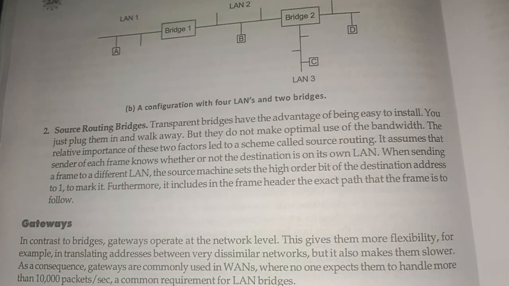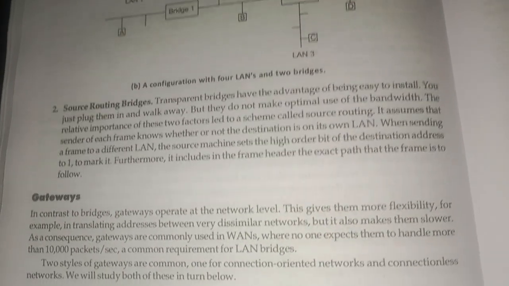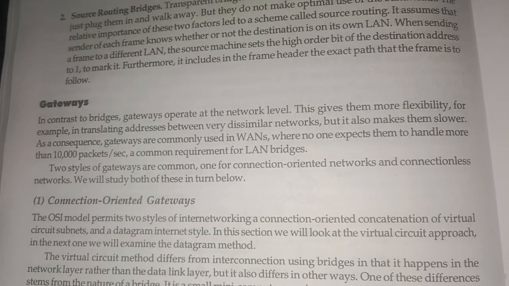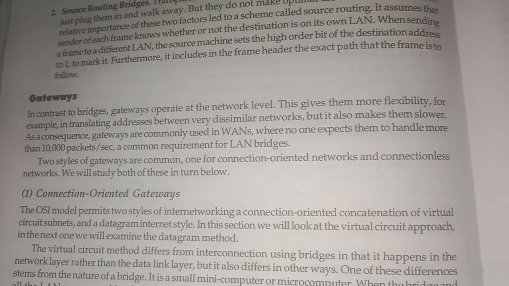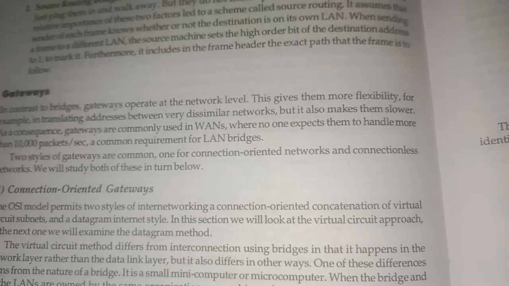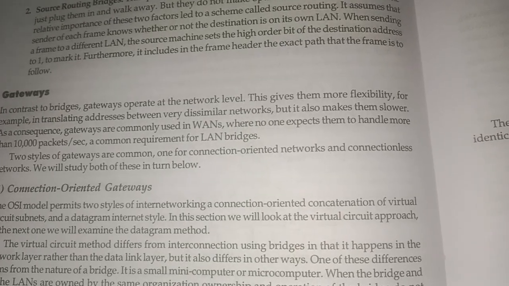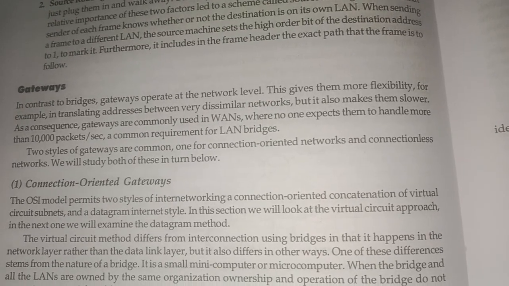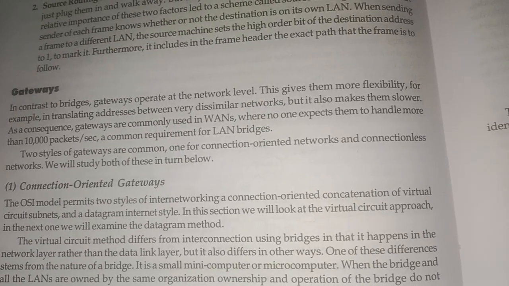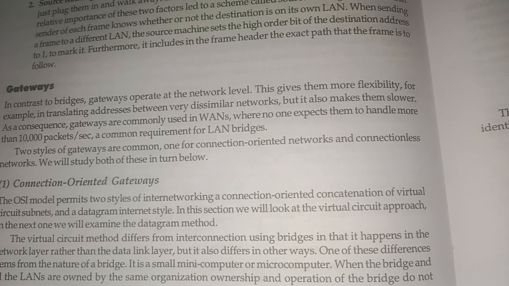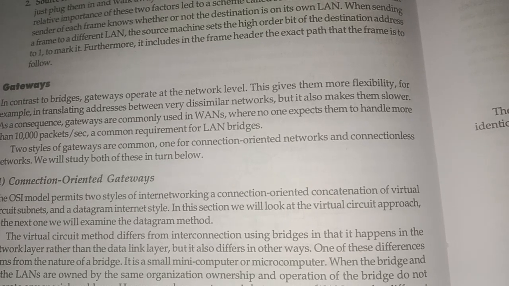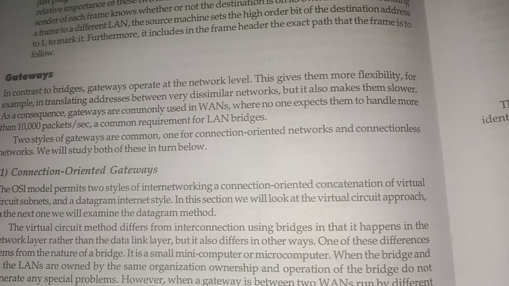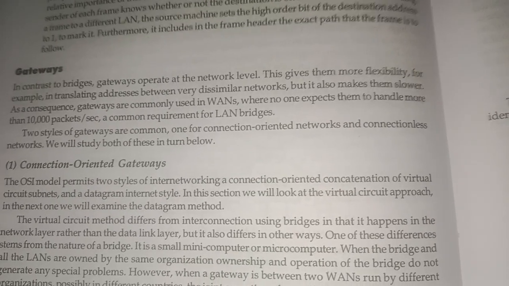Source routing bridge. Gateway. In contrast to bridges, gateways operate at the network layer. This gives them more flexibility, for example in translating addresses between very dissimilar networks, but it also makes them slower.